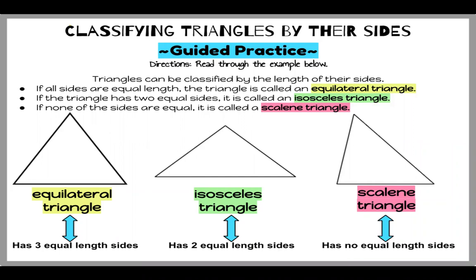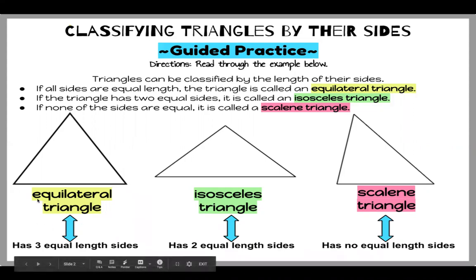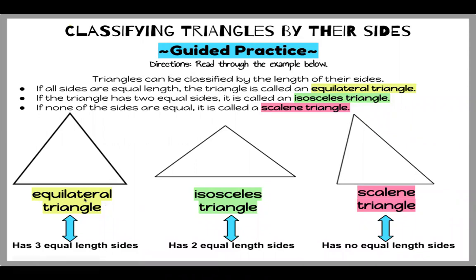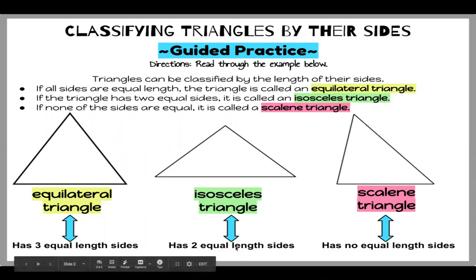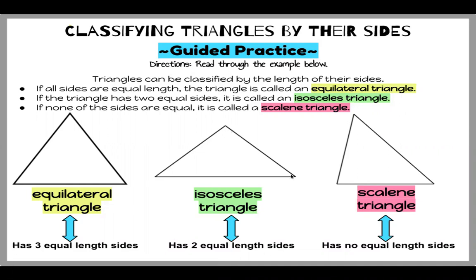We talked about a triangle that has all 3 equal side lengths is called an equilateral triangle. The name itself means equal sides. Lateral means sides, equal sides. Then we have an isosceles triangle, which has 2 equal length sides. So on the left here and on the right, those 2 lengths, if you were to measure it with a ruler, would be the same length.